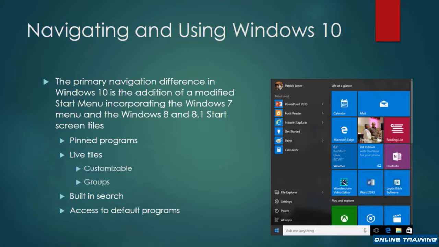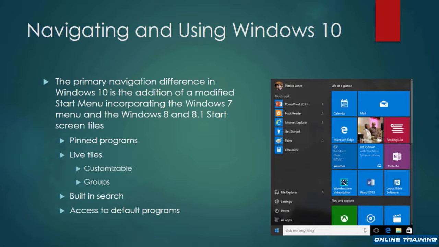We have the option to pin programs. Pinned programs can be pinned to the start screen area, or they can be pinned to the start menu area. You have live tiles. Those tiles are called live tiles simply because they can have changing information. So photos, it could be a photo stream. Weather would be showing you current weather. You could have news headlines, apps, things like that, that would be showing you things that were current. And those are completely customizable. They can be resized. They can be moved around. We can create groups of those start screen tiles.